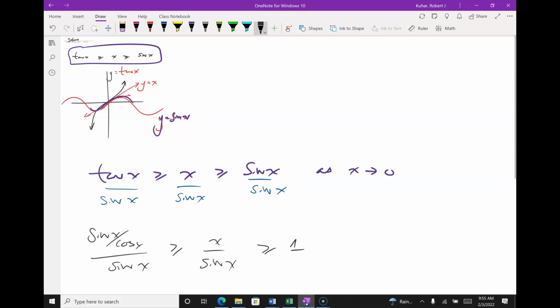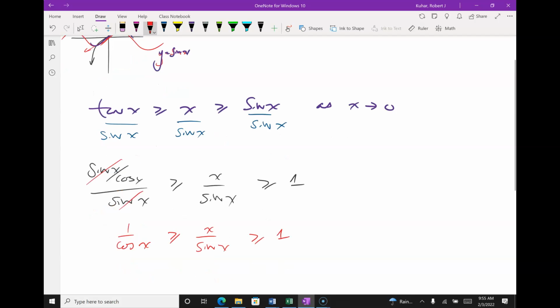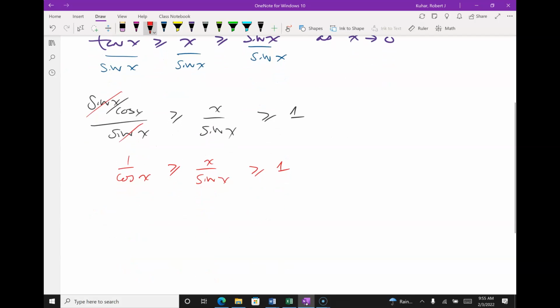I don't want x over sine x. I want sine x over x. So what do I do? Reciprocal, right? But what happens when I do reciprocals of an inequality? By the way, this is just 1 over cos x. Now I could name that secant, but I don't want to, because I know I'm going to flip now. So what do I get? I get cos x is less than or equal to sine x over x, which is less than or equal to 1. I don't even have to squeeze on the right.